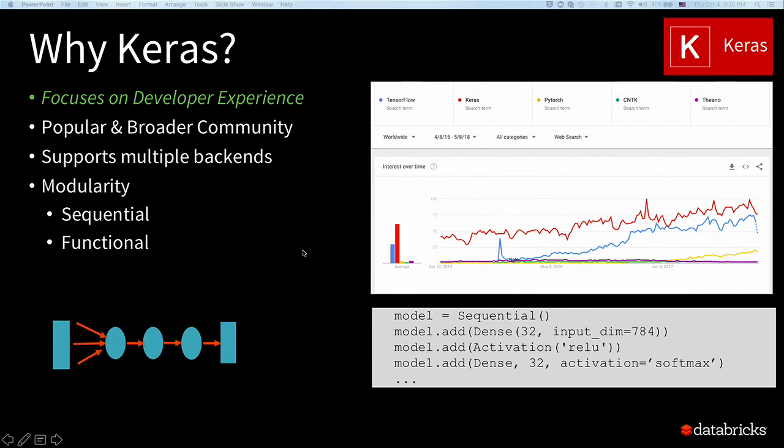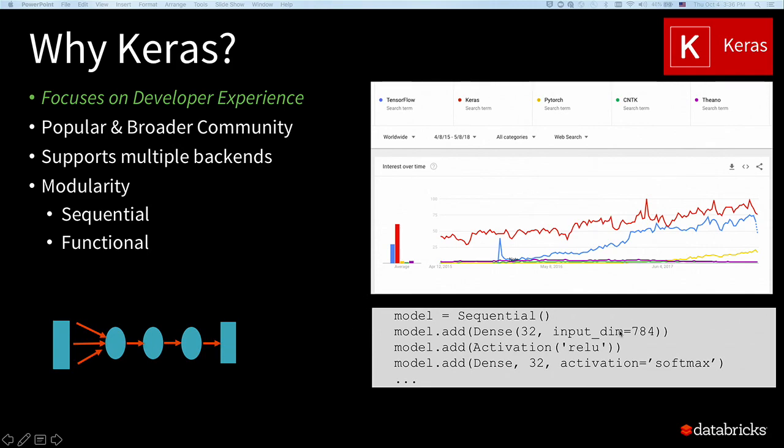So yeah, a very broad community, has over 250,000 users, supports multiple backends, and it has two different types of models you can build, sequential and functional. With the functional API, you can have multiple different sources of inputs to your neural network, and in addition, multiple different outputs. So you could build a model that will try to classify an image and generate text at the same time. So two different outputs jointly trained on the same data source. And you can also have layers as input to other layers down the road, so different residual connections.